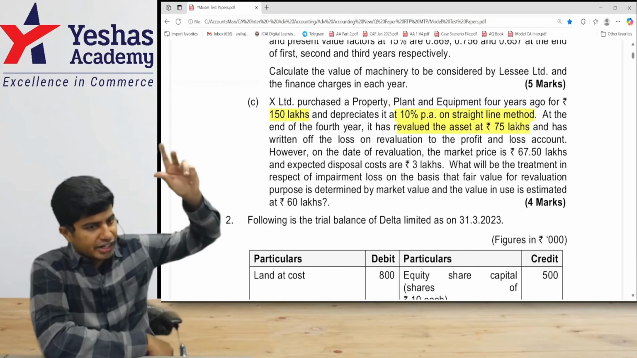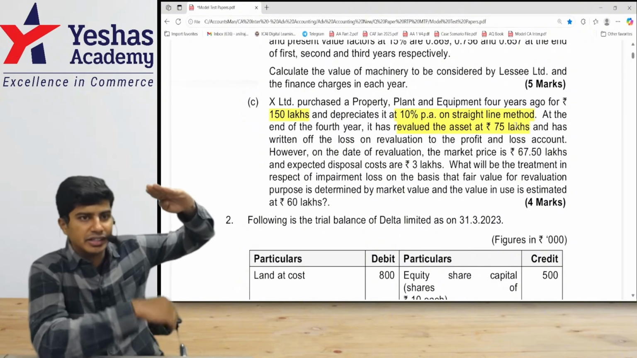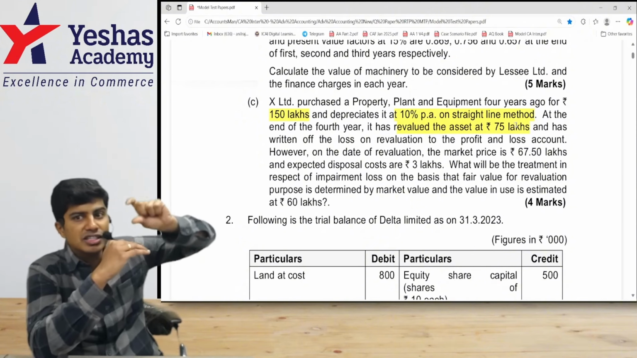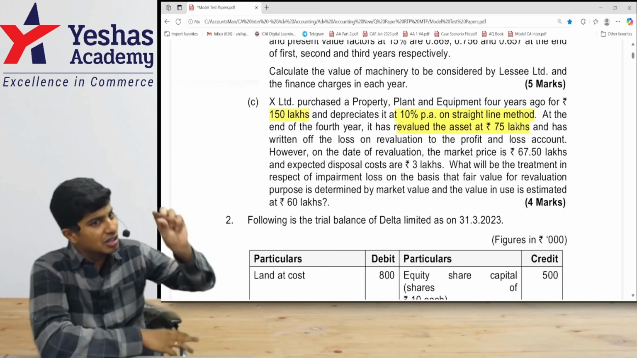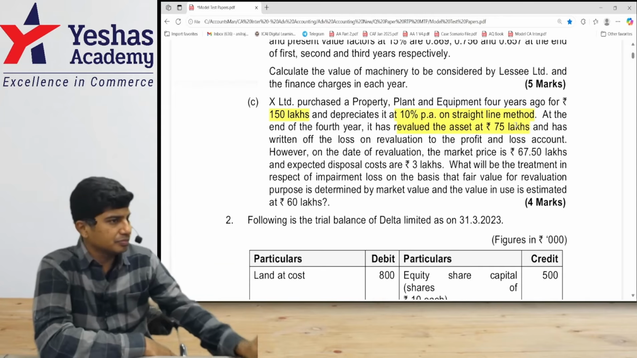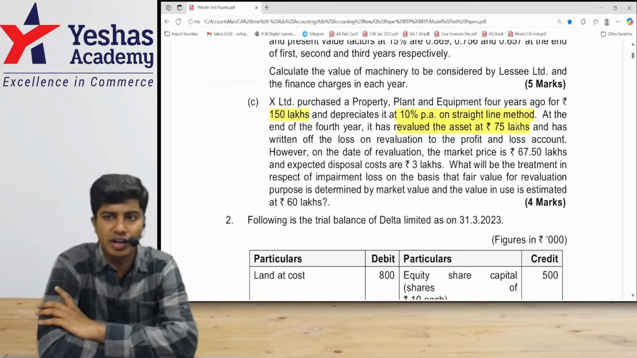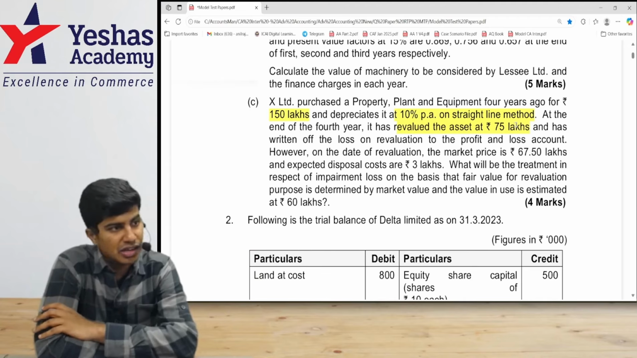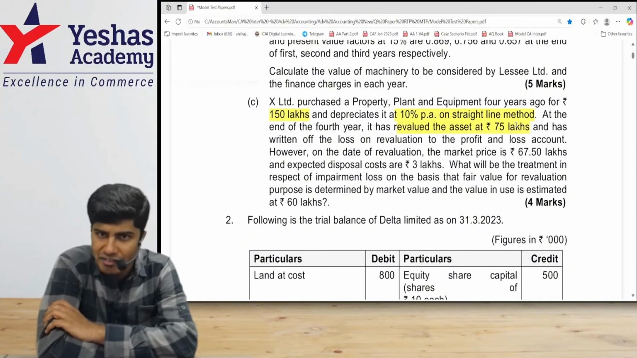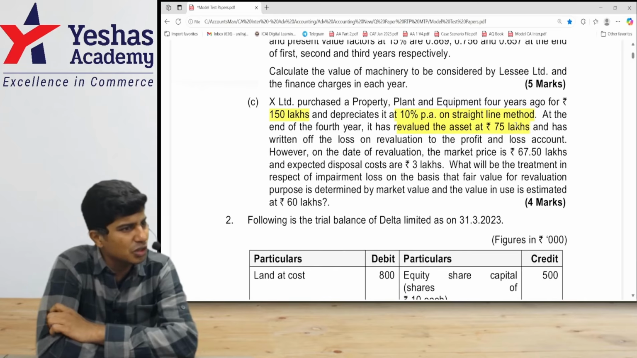So there is no concept of reversal of upward revaluation. So asset original cost 150 lakhs, depreciated by 60, brought to 90, revalued to 75. Difference of 15 lakhs is not impairment loss. Difference of 15 lakhs is downward revaluation which should be charged to P&L. Everyone understood? When I do this downward revaluation, what is the value of my asset? 75 lakhs. Everybody understood? 75 lakhs. At this stage, do I have any revaluation reserve with me? No. It is downward revaluation. It has been transferred to P&L.